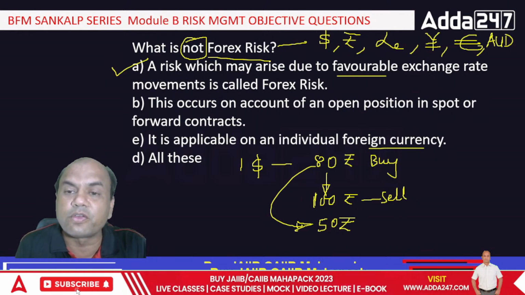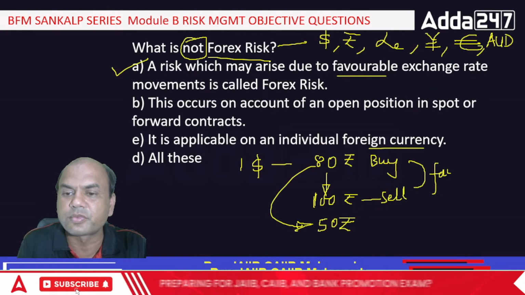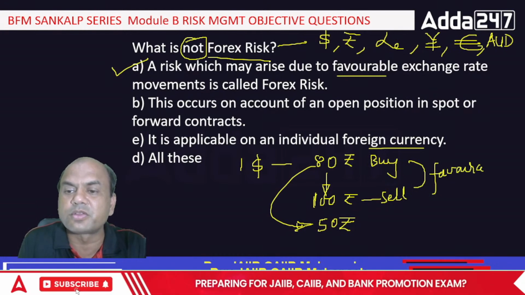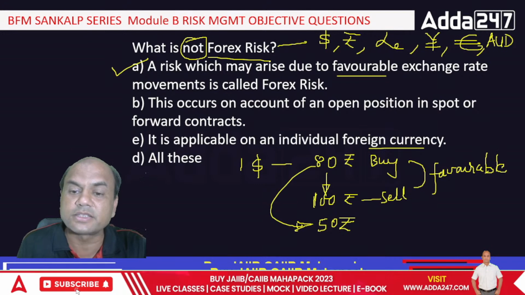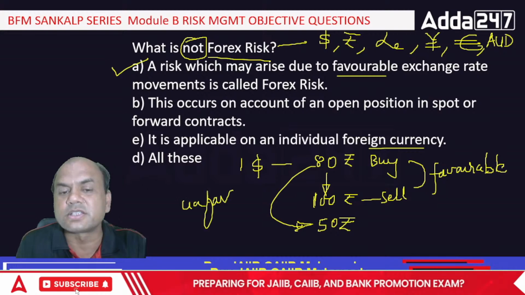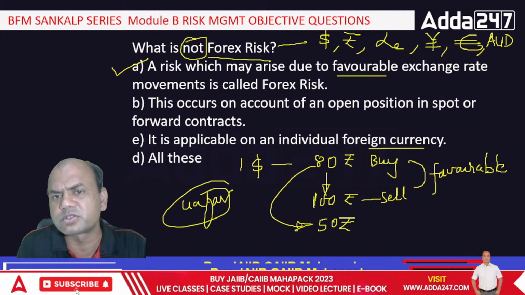So this is known as a favorable movement, right? Favorable means it's on my side. And this is unfavorable. This unfavorable movement over here is a risk. So we want the Forex risk. This risk which may arise due to favorable movement is not a Forex risk, isn't it?